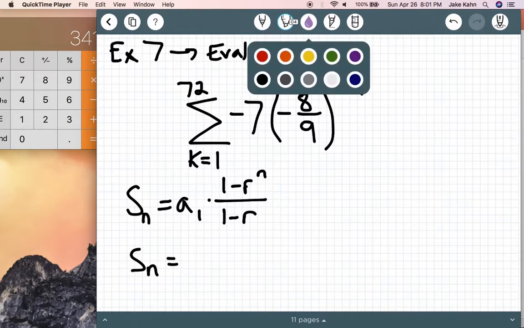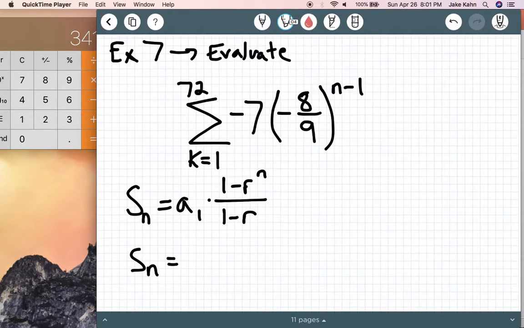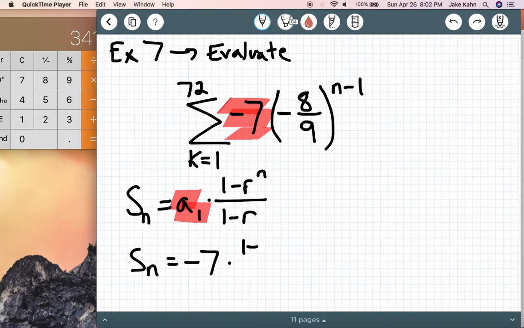First of all, what is A1? A1 is your first term, which in this case will be -7, times 1 minus r to the n. What is r? R is whatever number is the base of your exponent. So it's this -8/9 right here, to the power of n. What is n equal to?